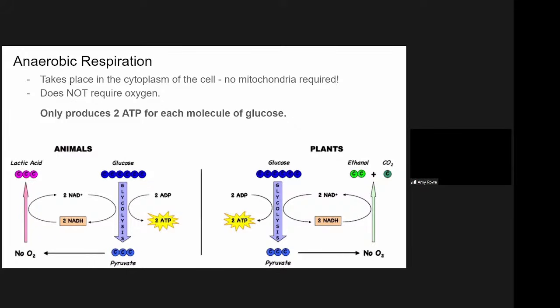Okay. So anaerobic respiration, this is glycolysis. It takes place in the cytoplasm of the cell, no mitochondria are required, and it doesn't require any oxygen. Because it's basically glycolysis, it only produces 2 ATP for each molecule of glucose.